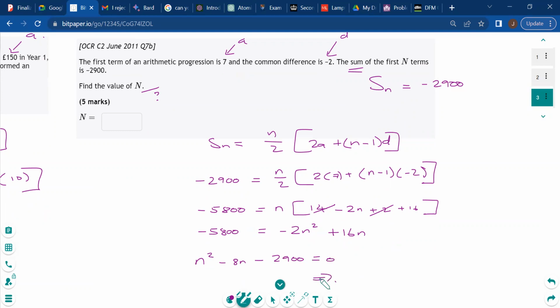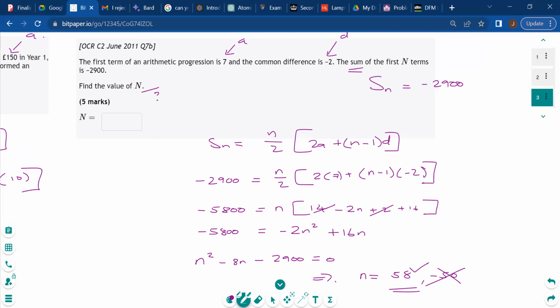I'm now going to use the quadratic solver on my calculator. Make sure you know how to do this if you don't already. So 1, minus 8, minus 2,900. Let's type that in. So I get n equals 58. And if I press the equals button again, I get minus 50. So minus 50, I'm going to write it and then cross it out. It's not valid because it's the number of terms. And we're going to make the restriction. You cannot have a negative number of terms. So there we go. It's 58. And yes, that is in fact 5 marks in the real exam. But that's how we would do it.